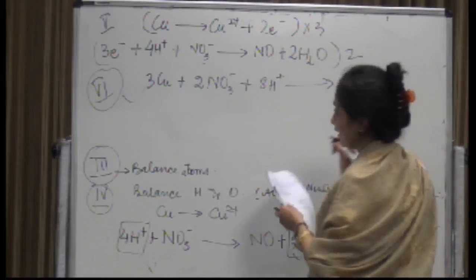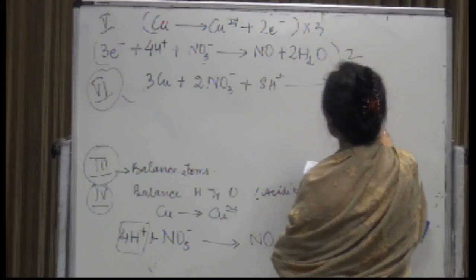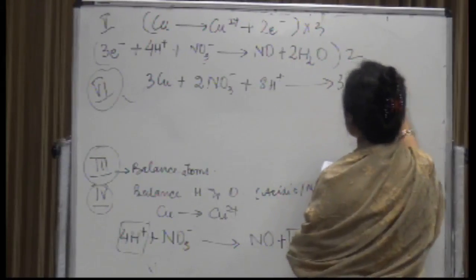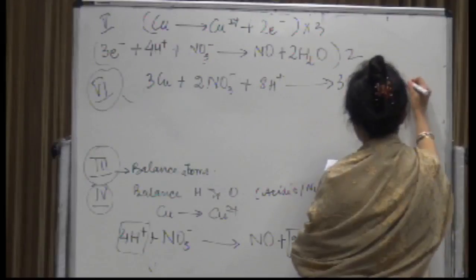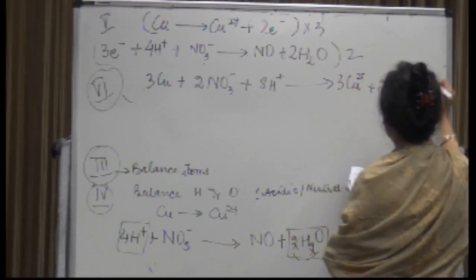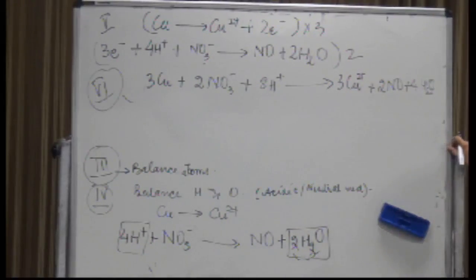giving 3Cu2 plus 2NO plus 4H2O. Now this is your balanced ionic equation for the equation that you had seen at the initial go.